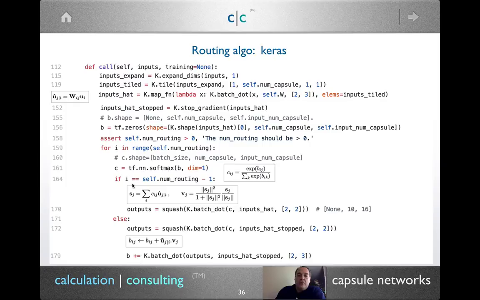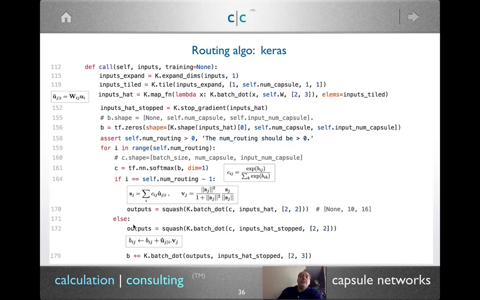We then go through the iterations. We compute the squashing function. The outputs are the squash of the dot of C times the input hat. So that's C times U hat. And then you have to reshape. There's also a case on this, and then there's the last case where you have to say input hat stopped. So, I'm sorry. You do this one first. First you do the B update, and then when you stop, you do the squashing. I'm sorry, I did it in reverse.